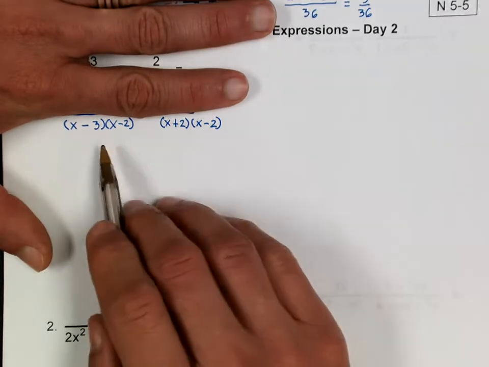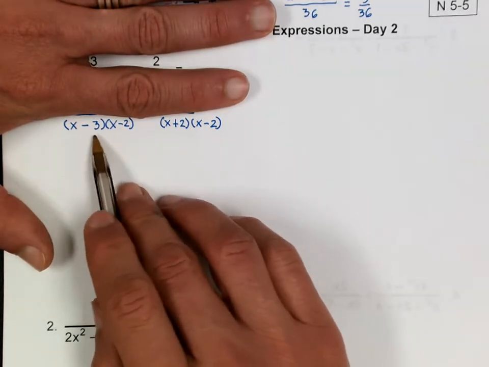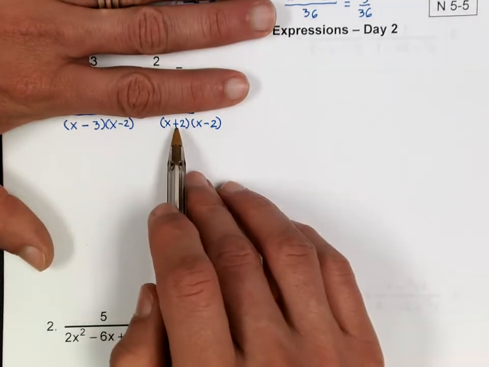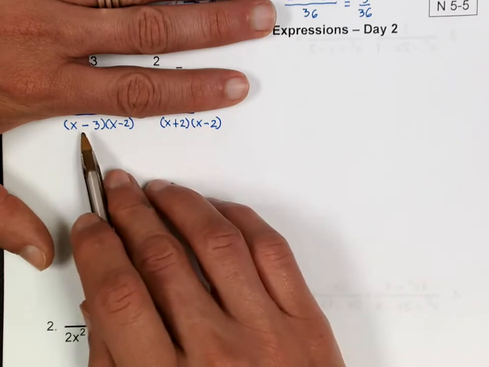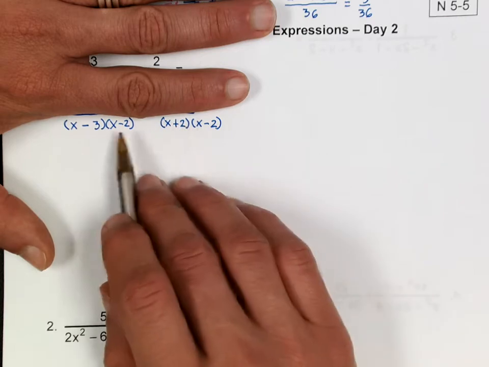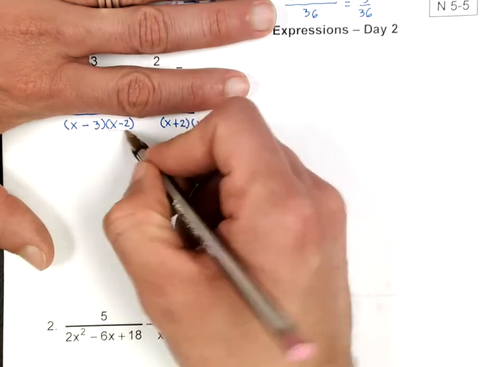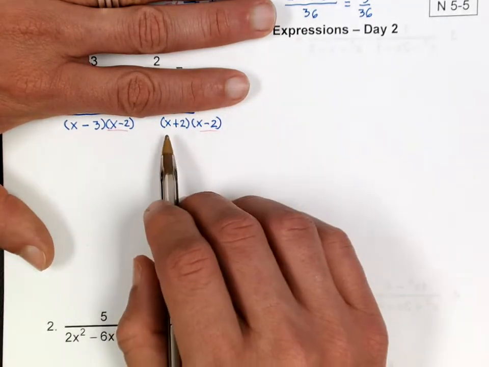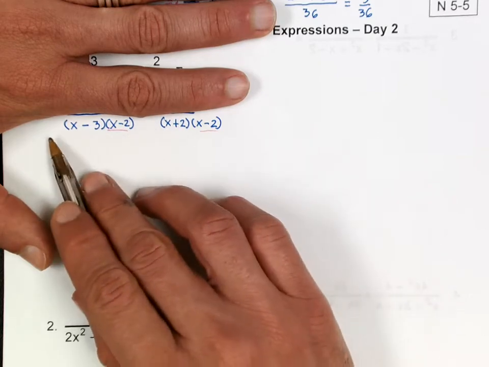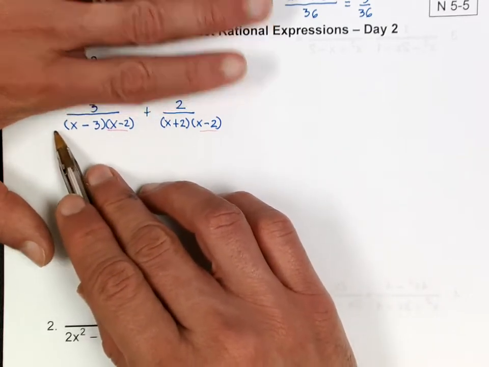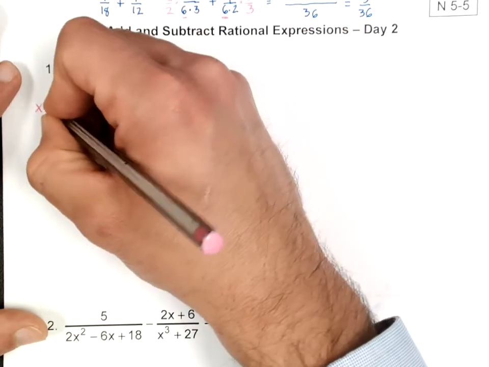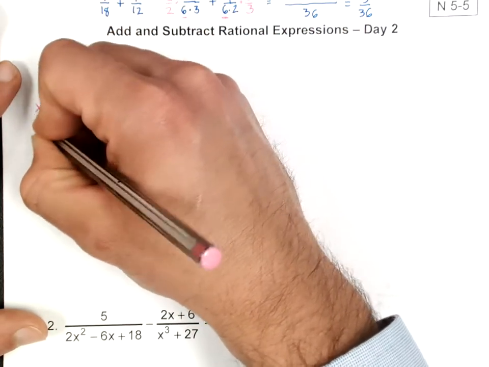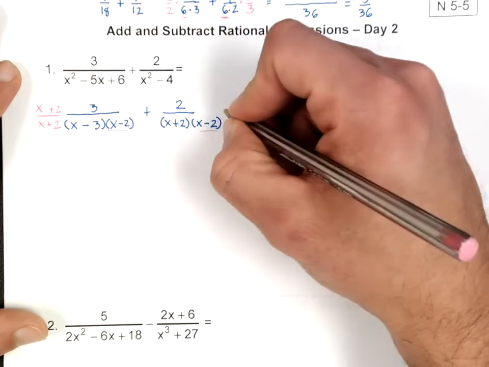So why do I have to multiply here? What am I missing here? Right here I have an x plus 2 and x minus 2. So what am I missing that I have over here? I already have the x minus 2. So I am missing an x plus 2 on this side. Therefore, I'm going to multiply top and bottom here by x plus 2. And on this side, I'm going to multiply.